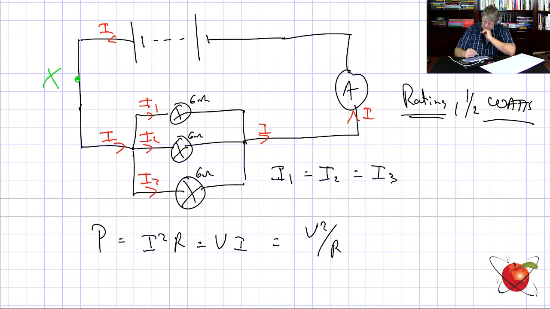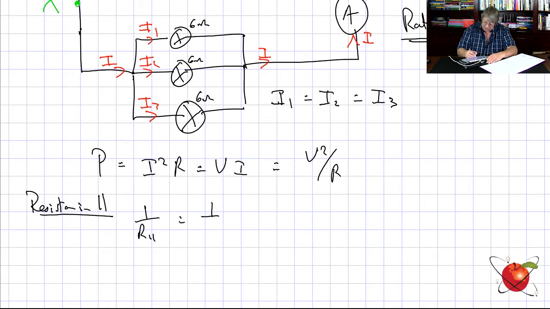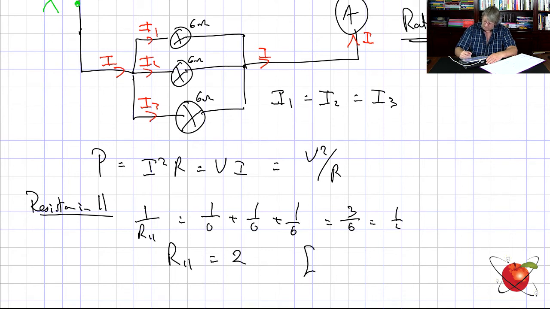Let's do some calculations. Well, I'm given all the resistance first. I always look for most information. Most information is there. So I say for resistors in parallel, just so I know where I am, 1 over R parallel is 1 over 6 plus 1 over 6 plus 1 over 6. And that comes out to be 3 over 6, which is going to be a half. Therefore, R parallel is going to be equal to 2. Remember, invert.